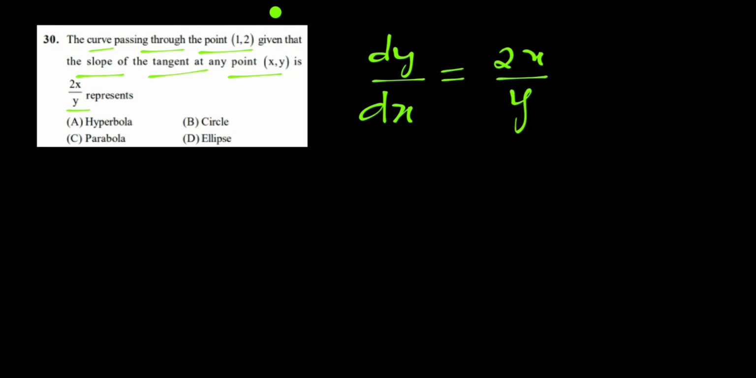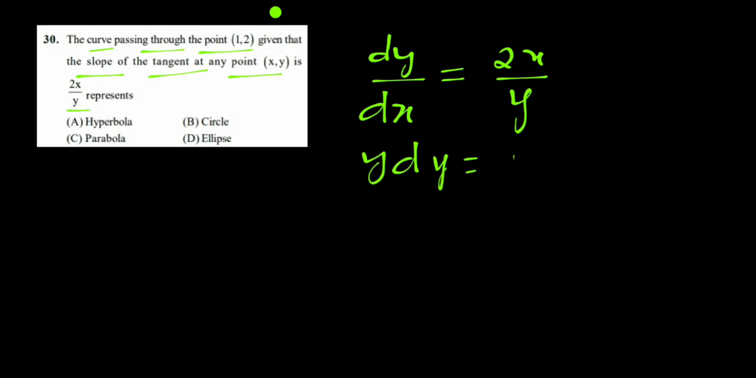Next, problem number 30. The curve passing through the point (1, 2), given that the slope of the tangent at any point (x, y) is dy/dx = 2x/y, represents. The slope is nothing but dy/dx, which is given as 2x/y. So use the variable separable method.